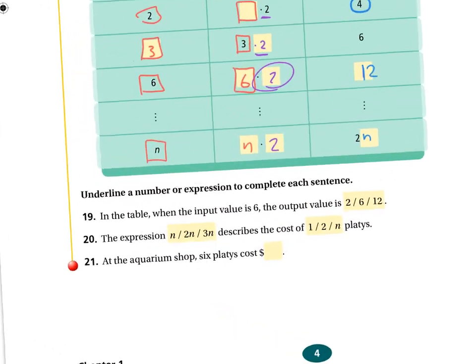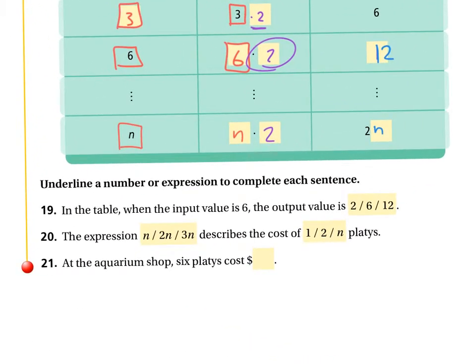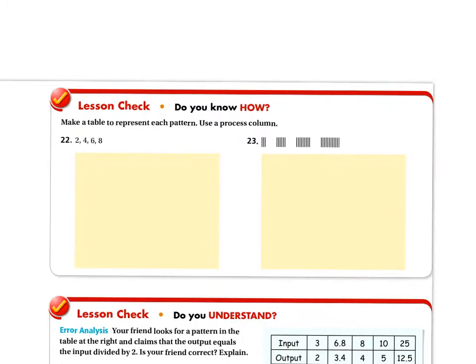So let's continue to address some of these. In the table, when the input value is 6, the output value is 12. Next, the expression 2n describes the cost of 1, 2, or n. So what's the situation? Well, when I put in n, out comes 2n. I double the number to get the cost. So at the aquarium, the cost for 6 platies is not 6, no, it's double, $12.